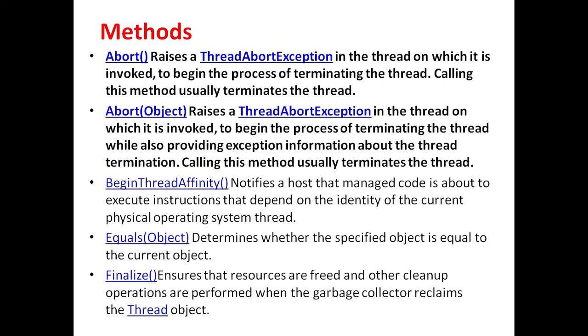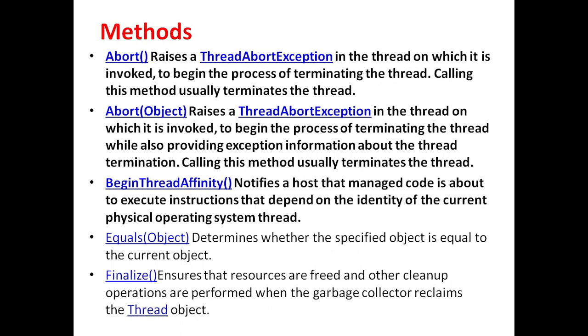Abort with object raises a ThreadAbortException in the thread on which it is invoked to begin the process of terminating the thread, while also providing exception information about the thread termination. Calling this method usually terminates the thread. BeginThreadAffinity notifies a host that managed code is about to execute instructions that depend on the identity of the current physical operating system thread.